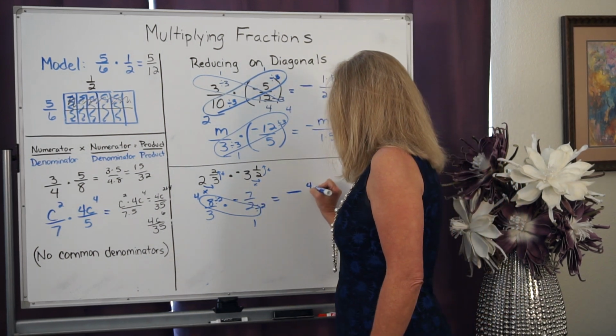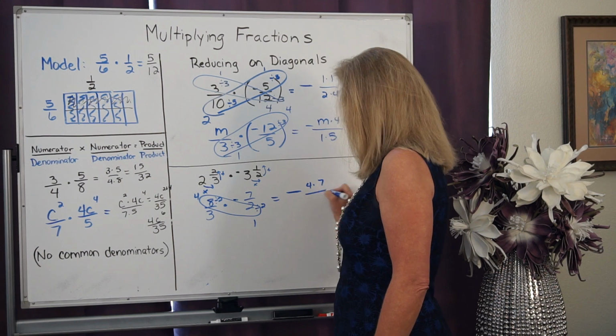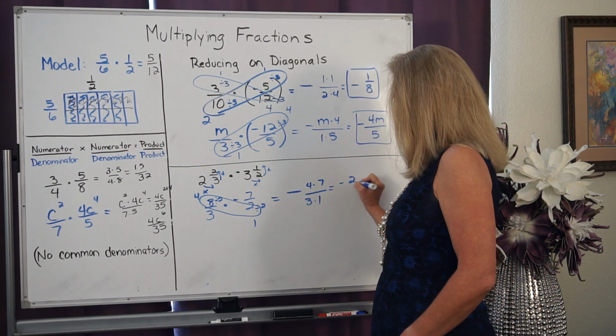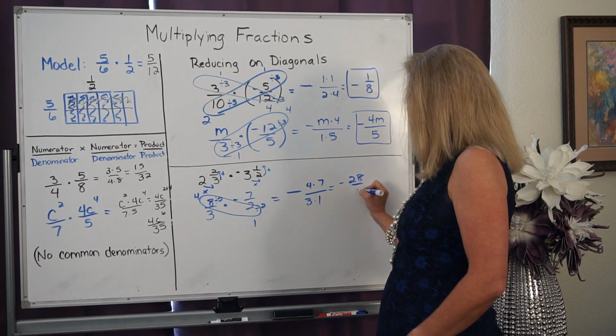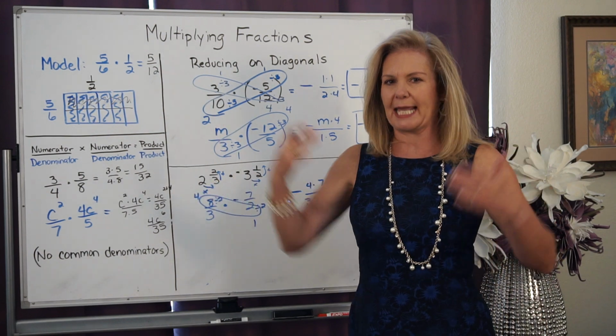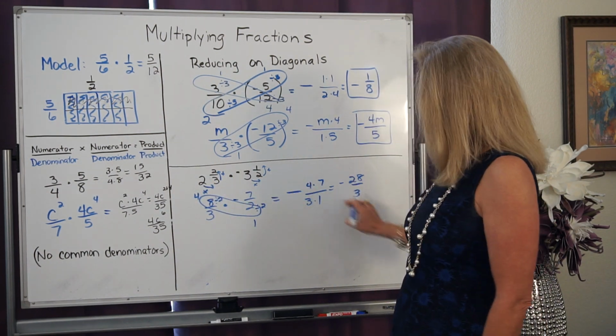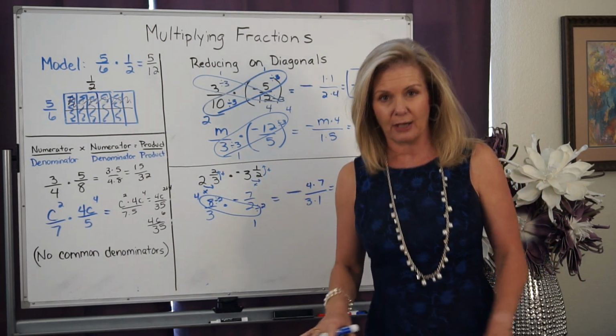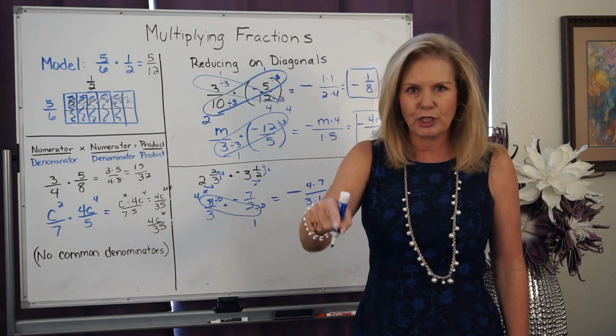That becomes 4 times 7 over 3 times 1. 4 times 7 is 28. 3 times 1 is 3. Now, if I started with mixed numbers, I usually end with mixed numbers. So this is an improper fraction. The numerator is bigger than the denominator. I have to change it back.